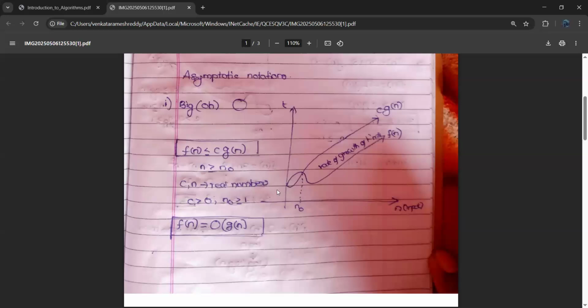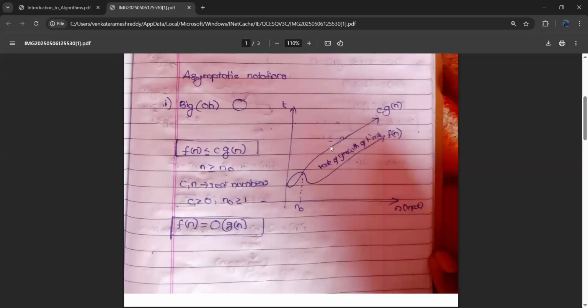Next, this line will represent C into g of n. What is g of n? It means input size. So this C into g of n is always greater than f of n. It means f of n is less than or equal to C into g of n.